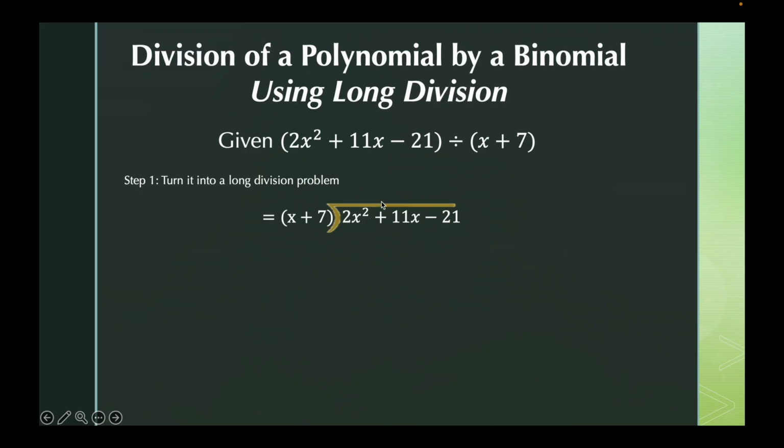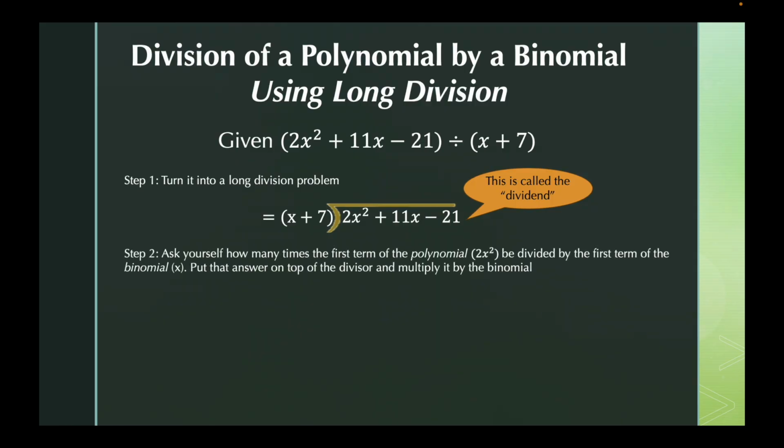You also have to remember that this trinomial in here is being divided by this binomial out here. We call this the dividend. So the dividend is the polynomial that is being divided. So we are dividing this polynomial by x plus 7. The next step is you have to ask yourself, how many times does the first term of the polynomial, in this case 2x squared, go into, or get divided by, the first term of the binomial? Or in other words, how many times does x go into 2x squared?